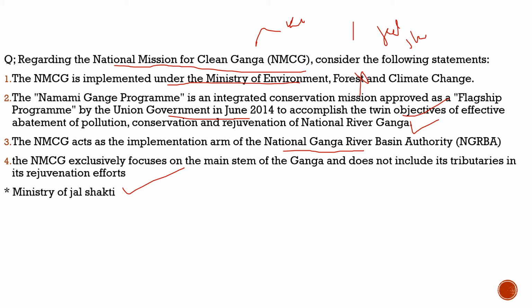Fourth statement, the National Mission for Clean Ganga exclusively focuses on the main stem of the Ganga and does not include its tributaries in its rejuvenation efforts. Totally incorrect. Here it is an extreme statement. It does include its tributaries. So with respect to this question, the correct statements are statement 2 and statement 3 only. With this, I hope you have understood the question as well as the context of the question. Now let's move to the next slide and see what question we have brought here.